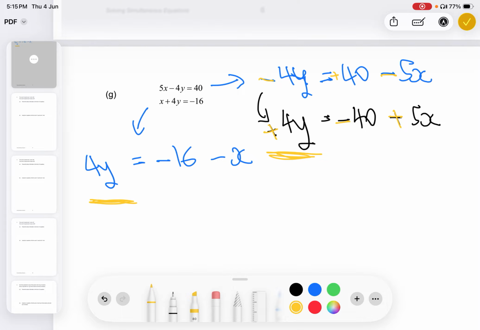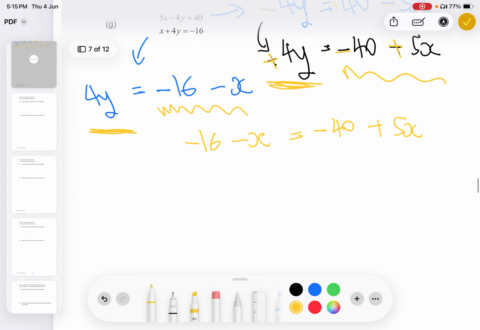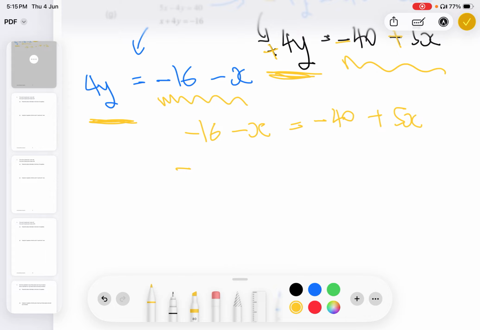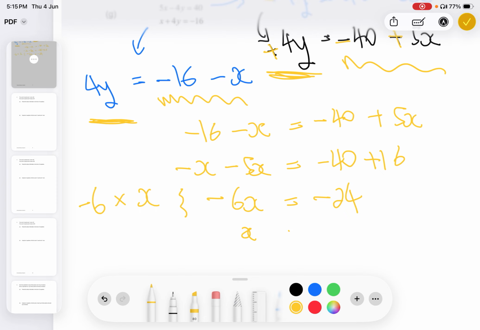Now this and this are the same. So this right side will be the same. Minus 16 minus x is negative 40 plus 5x. You see this. Then I solve from here. I solve minus x minus 5x equals minus 40 plus 16. This will be negative 6x. This will be negative 24. Then just again remember this is negative 6 times x. So x will be negative 24 divided by negative 6. x will be 4. That's your answer.